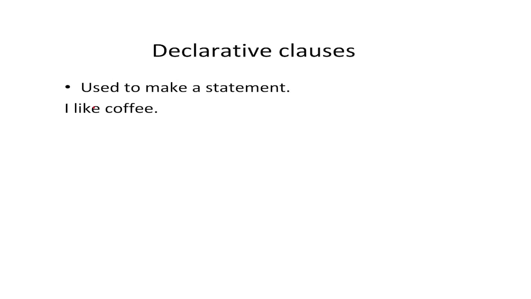A clause that's used to make a statement is called a declarative clause. If you say the sentence, "I like coffee," then you're making a statement about something that you like. A declarative clause normally has the basic structure that we talked about in the last lecture, with a subject followed by a predicate. So for the clause, "I like coffee," I is the subject and like coffee is the predicate. Remember that in terms of the structure, the form of each function, the subject is a noun phrase and the predicate is a verb phrase.